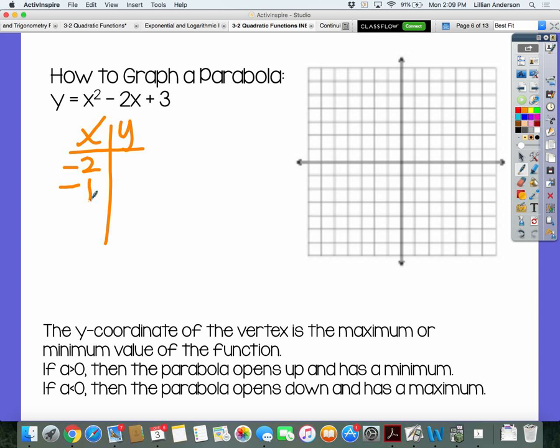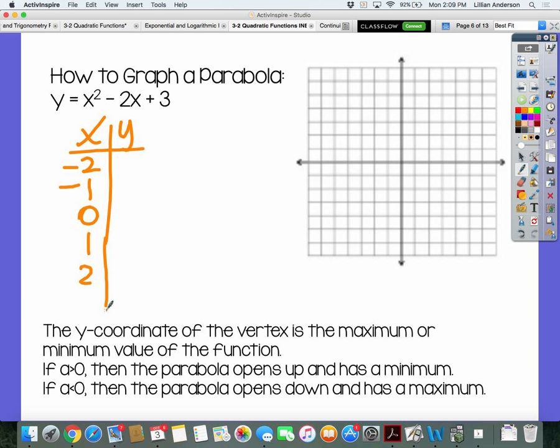-1, 0, 1, 2. Yes, pick some negative numbers. Pick 0. Pick some positive numbers. That way you can at least have an idea, and it should be forming a U. All right? And then to find our y values, what do we do?